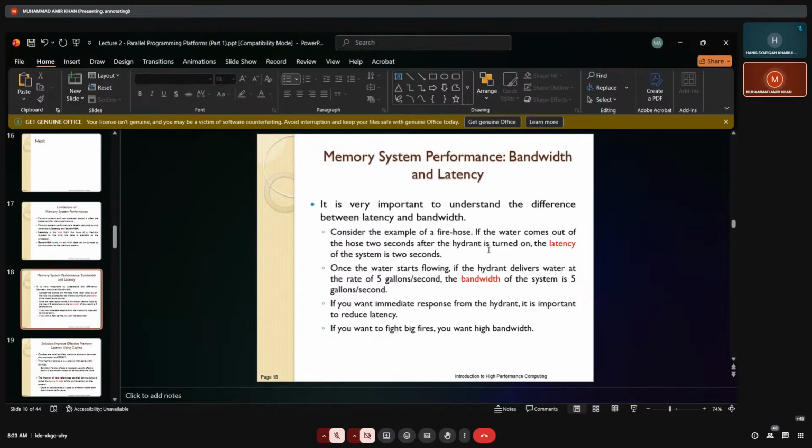If you want an immediate response from the hydrant, it is important to reduce latency: 1 second, half second. If you want to fight big fires, you want high bandwidth. Definitely, we want high bandwidth. We need 1,000 gallons of water per second. With more water, definitely we can fight a big fire. This is the example of bandwidth and latency.